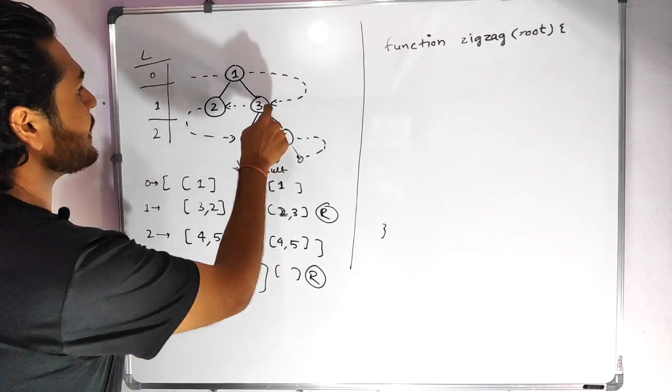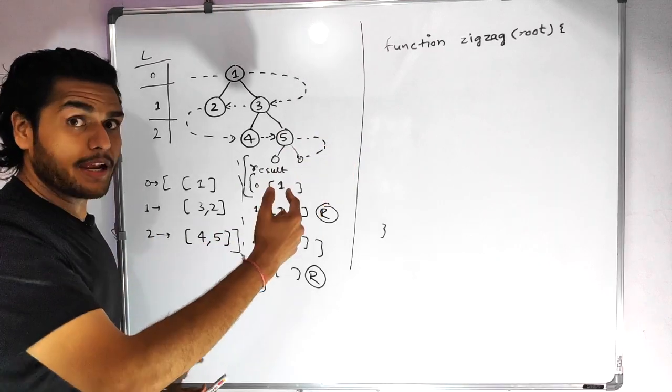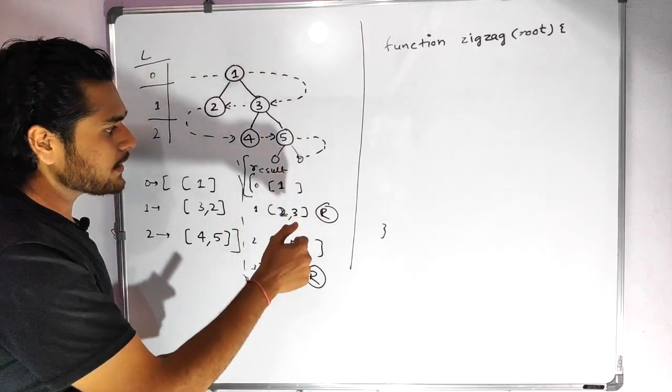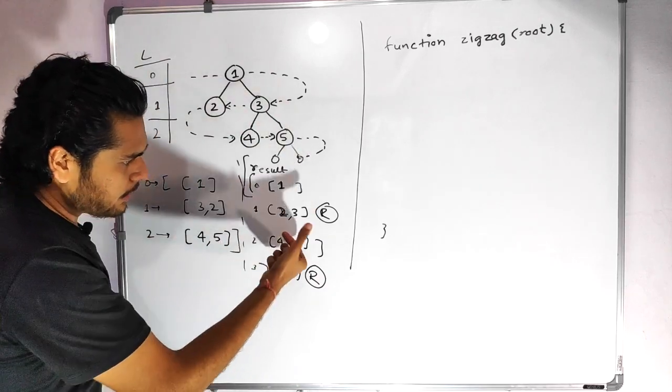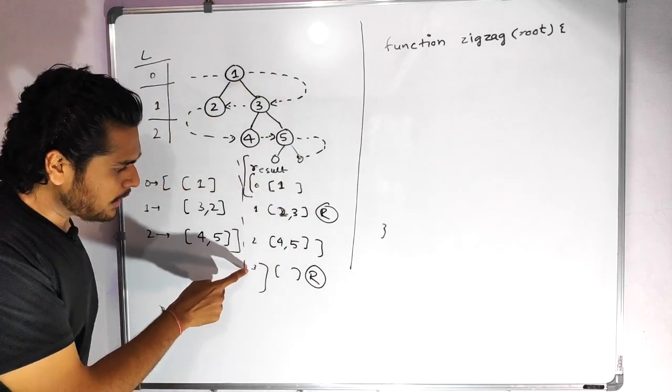But how will we get the level? We'll see through code how we get the level when we are traversing the tree, and how we put the elements in, and then at the end we'll flip our odd indices.